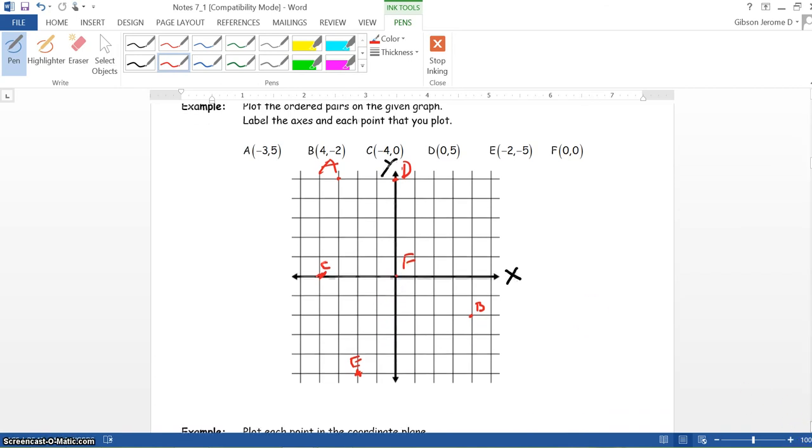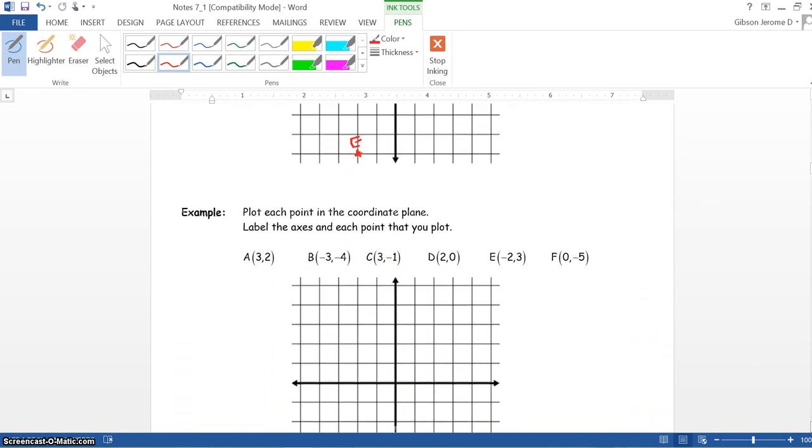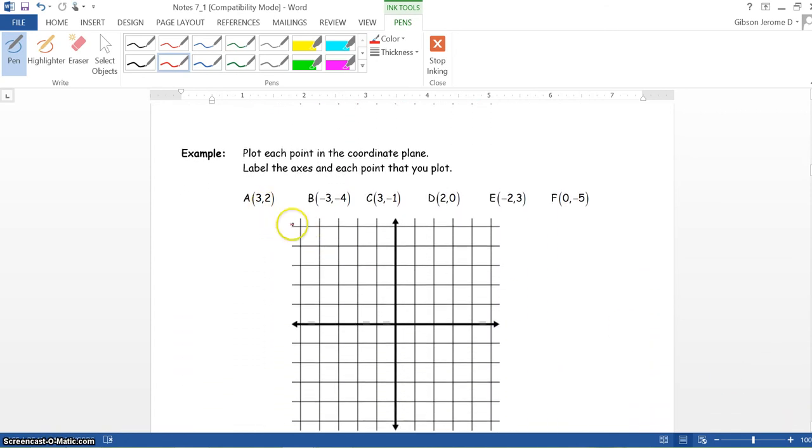Now, we scroll down. It says example, plot each point in the coordinate plane. Okay, so first we label our axis. This is X, this is Y. So now we start at the origin. We go to the right 3 for X and up 2 for the Y. That'll give us A. Now we go here for B. Start back at the origin. And then we go to the left 3. And then we go down 4. So now that's B.